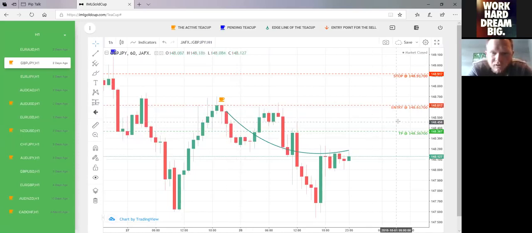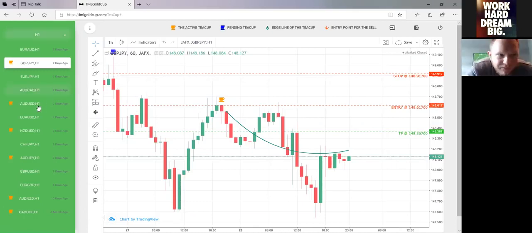Why? Because you're going to put in a sell limit. Every single Teacup is going to be a sell limit, a pending order, for our newbies, our beginners. So what you're going to do: one, go to GJ on your trading platform. Two, click pending order, sell limit. Three, type in the entry right here. Then you're going to put in take profit and stop loss.